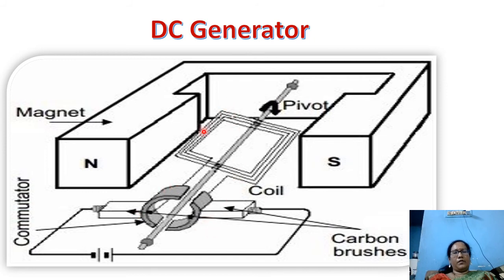One end is one slip ring, another end is another slip ring. These are the carbon brushes. This is the copper wire. This is the battery or bulb.